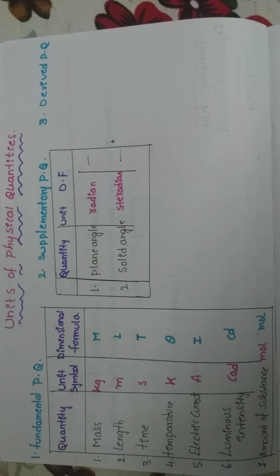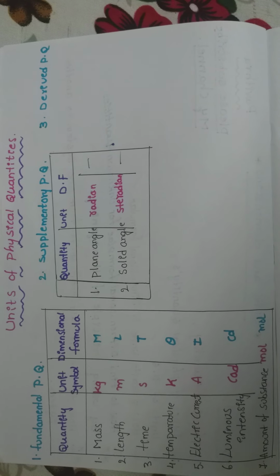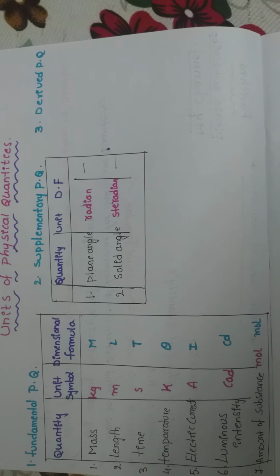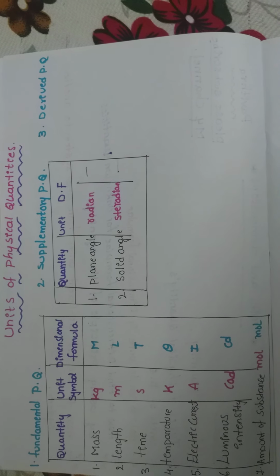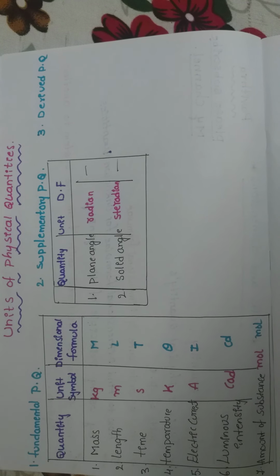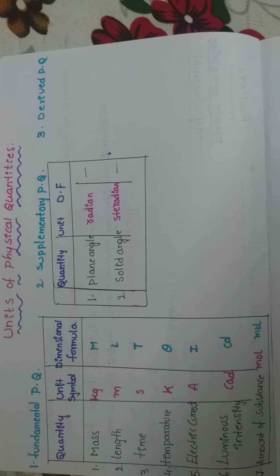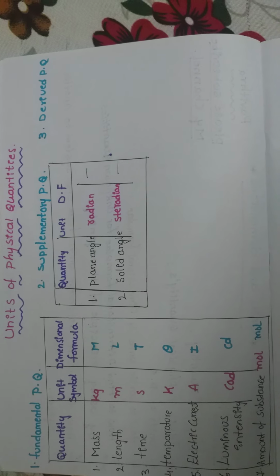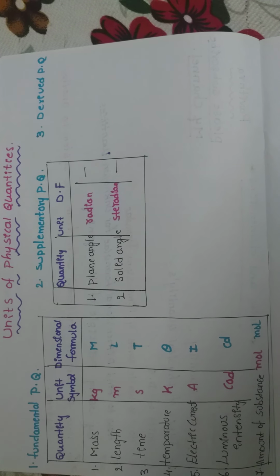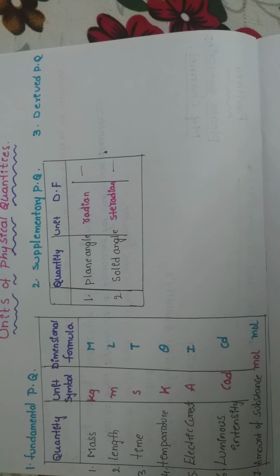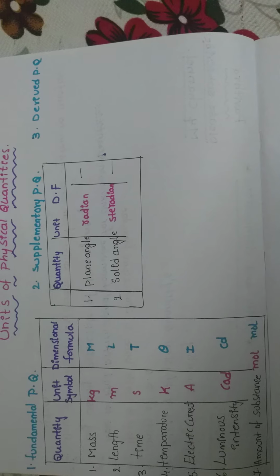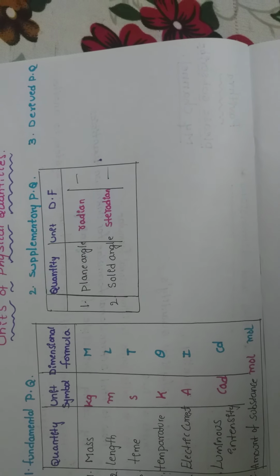And today we are going to discuss the third concept under units and dimensions only. So, what is our third concept? Units of physical quantities. In yesterday's class, we discussed the meaning of physical quantity and what the types are, right? And today we are going to discuss what the units are and what the dimensional formula is.